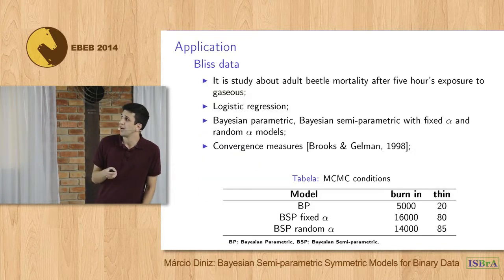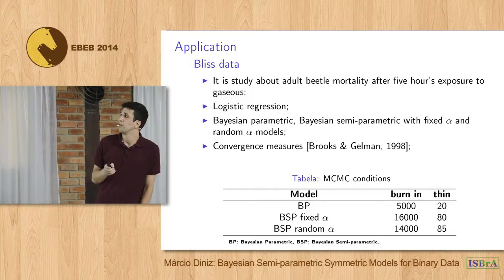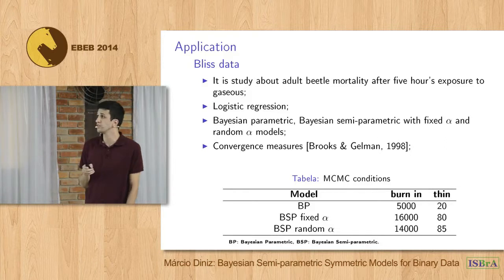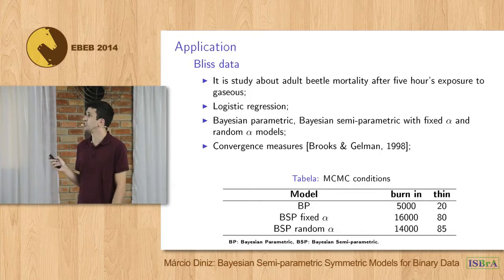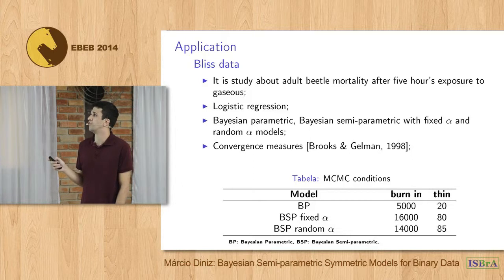We fitted these models to this data. It's a well-known data set. Bliss reported a study about adult flour beetle mortality. We consider three models: logistic Bayesian parametric, and logistic semi-parametric with fixed alpha and random alpha. We consider the convergence measures given by Brooks and Gelman.